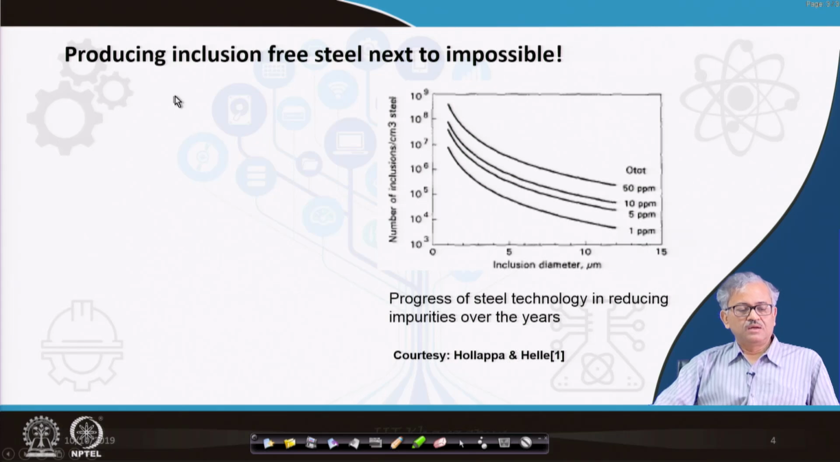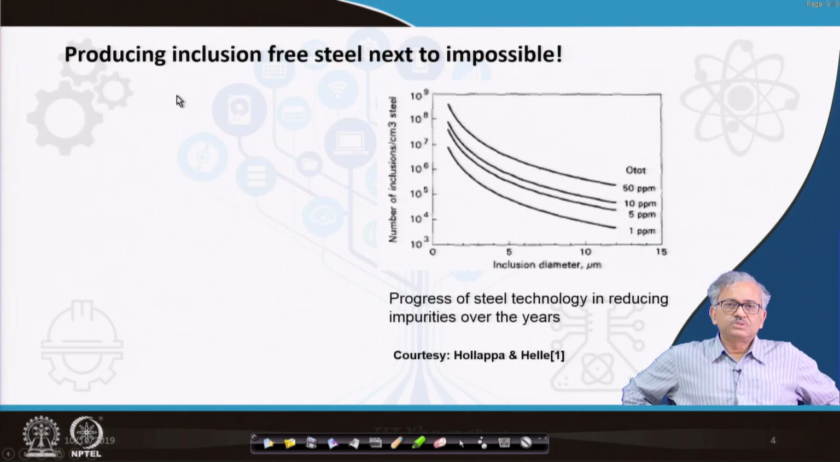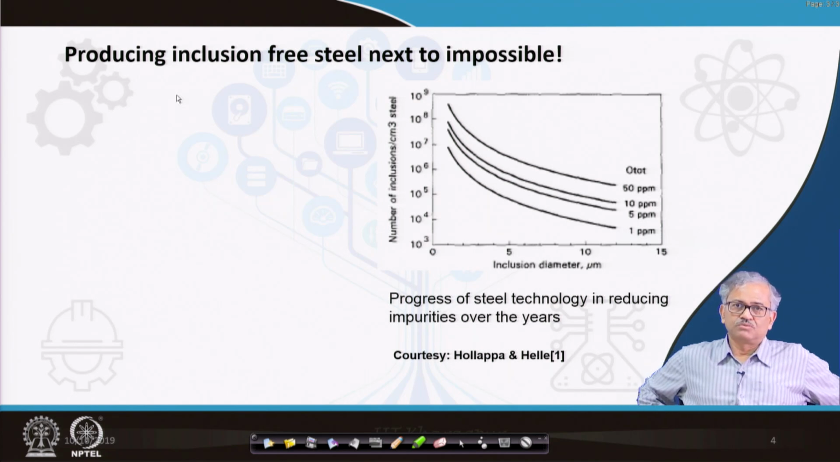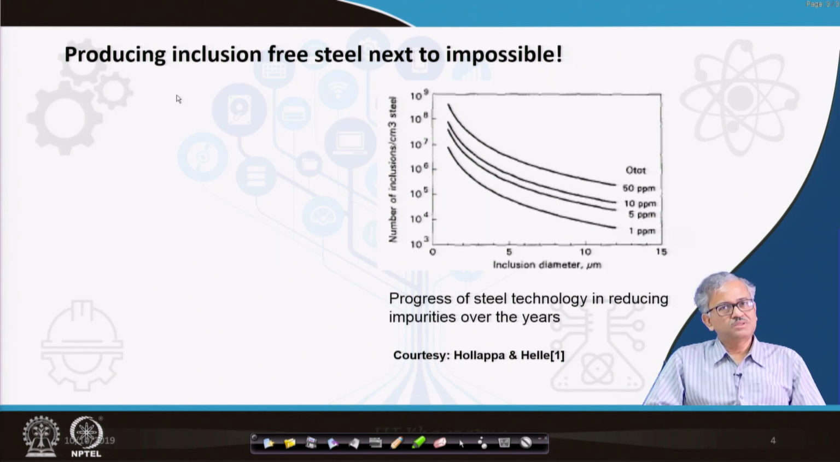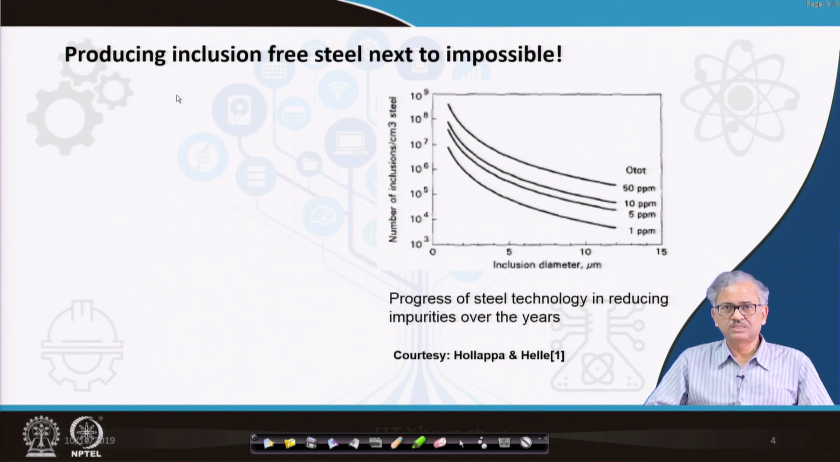Next, in this slide we are telling that producing inclusion-free steel is next to impossible. If you think that you will produce a steel completely free of inclusions, it is not possible at all, because there are very tiny inclusions that cannot float up to the top. Millions of tiny inclusions are there in the steel, but fortunately very tiny inclusions do not hamper the mechanical properties of the steel. But somewhat bigger inclusions, like 10 micrometers and above, can have a bad effect on the mechanical properties of steel.